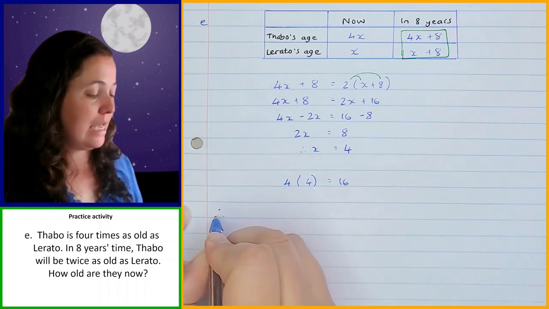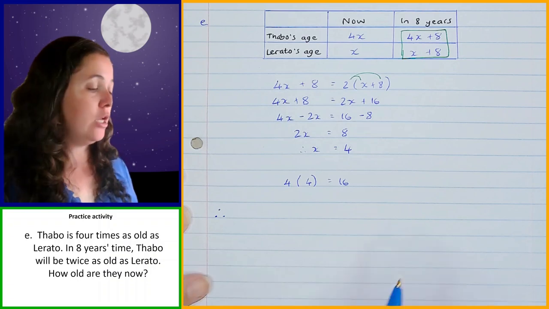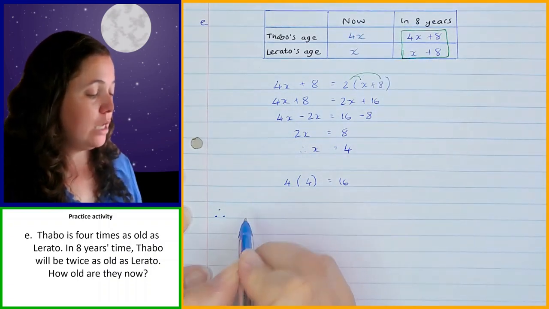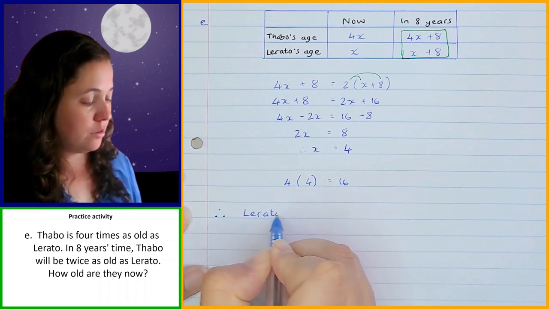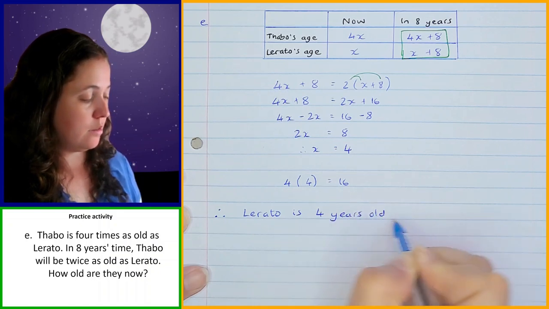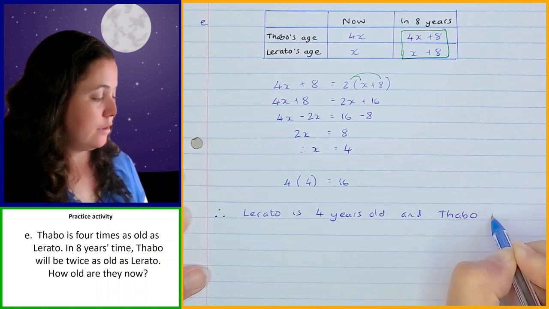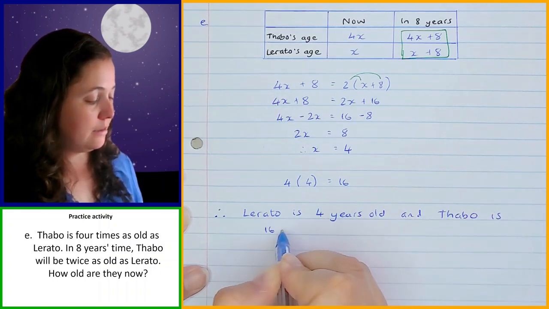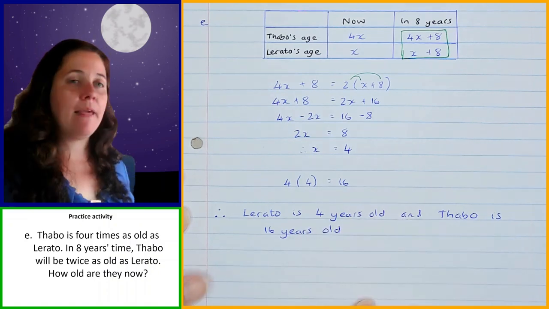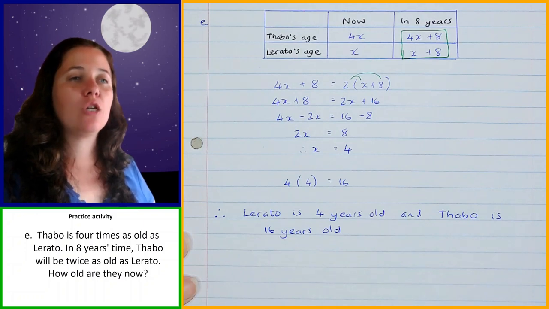The question is, how old are they now? So I need to give their ages now, which is this. So therefore, Lerato is 4 years old, and Thabo is 16 years old. And that's what you should have got for question E. Okay. Now let's go on to question F.